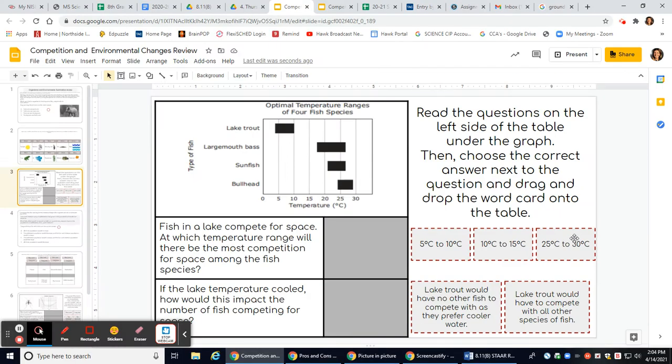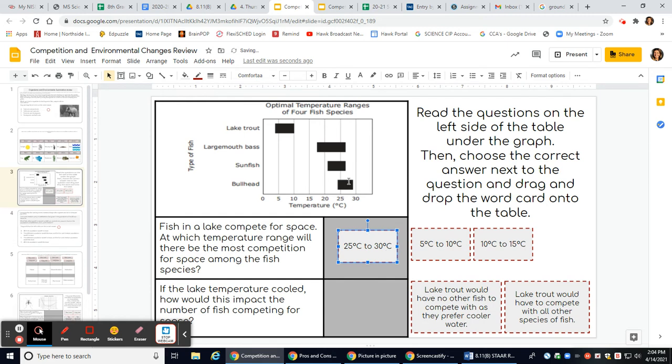So if I minimize, I can drag and drop. So between 25 to 30 degrees Celsius, you're going to have the most competition. And you're looking at that bar vertically up and down. If the lake temperature cooled, how would this impact the number of fish competing for space? If we got cooler temperatures, then the lake trout would have no other fish to compete with as they prefer cooler water. Lake trout would have to compete with all other fish species.